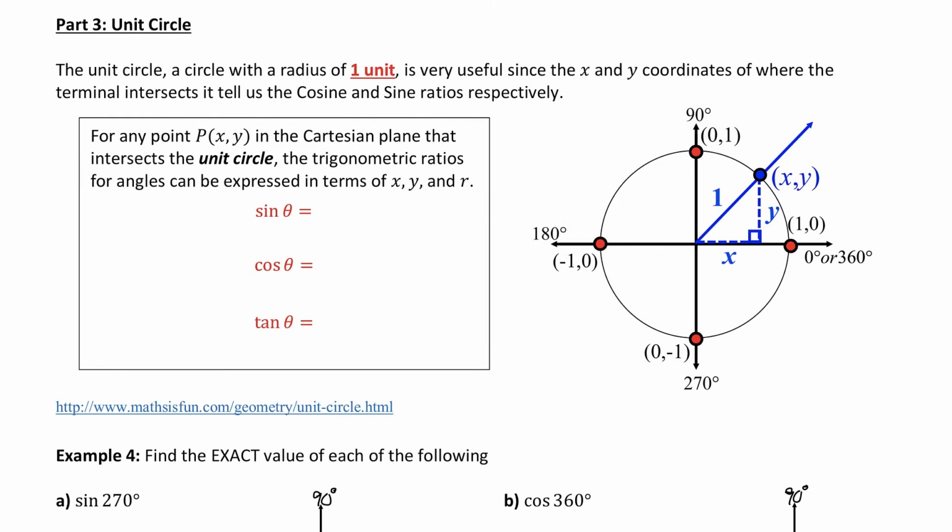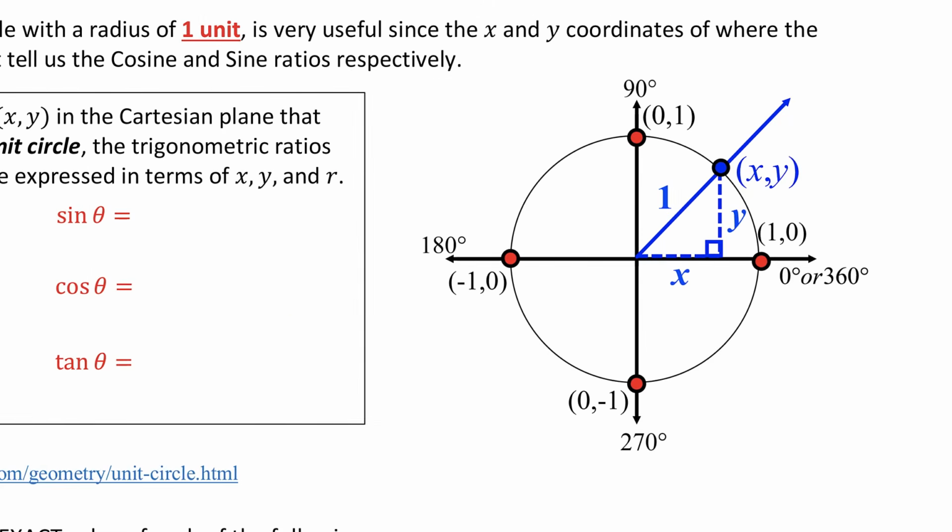Now, the unit circle is specifically a circle with a radius of 1 unit. That's why it's called a unit circle. If we have a circle with a radius of 1, notice in this triangle that I've inscribed inside the circle that we're rotating around, I've labeled the radius as 1. If we know the xy coordinate of where we intersect that unit circle, it actually makes calculating the sine, cos, and tan ratios very easy.